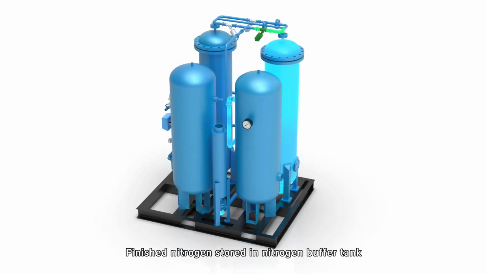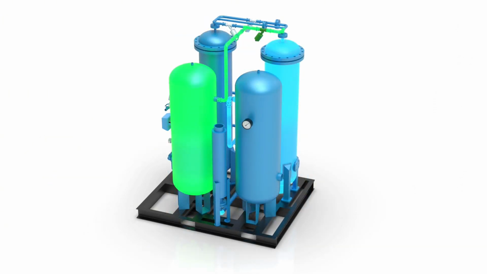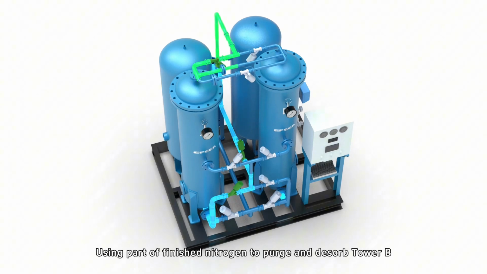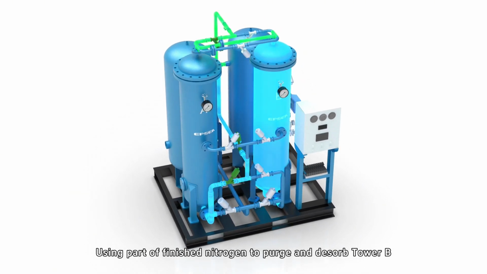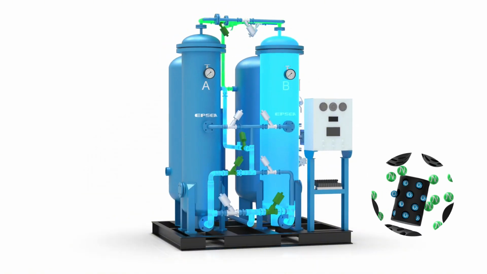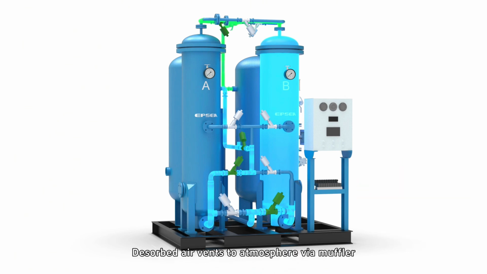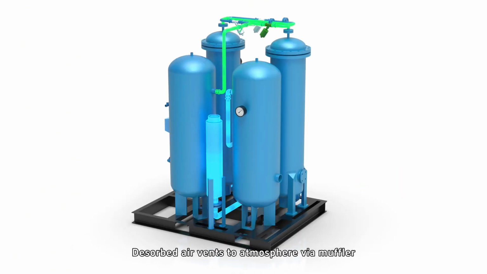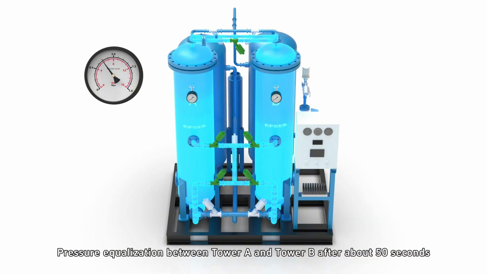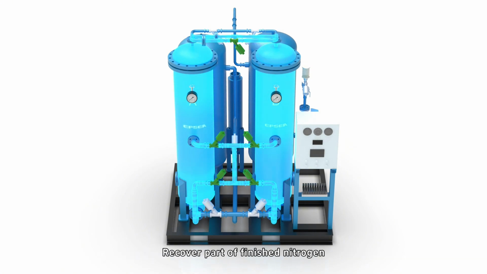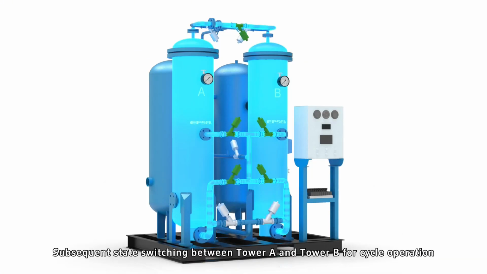Finished nitrogen is stored in the nitrogen buffer tank. Part of the finished nitrogen is used to purge and desorb tower B. Desorbed air vents to atmosphere via a muffler. Pressure equalization between tower A and tower B occurs after about 50 seconds, recovering part of the finished nitrogen. Then the states of tower A and tower B switch for cycle operation.